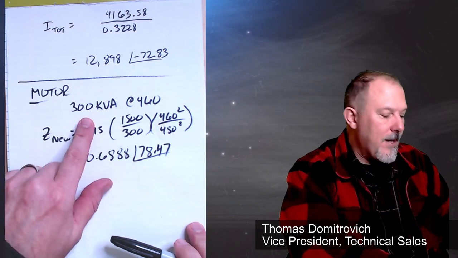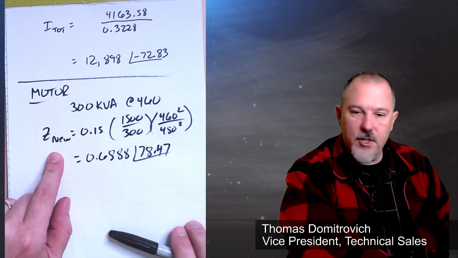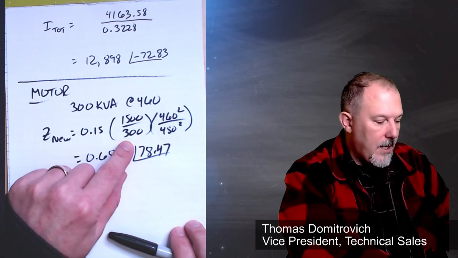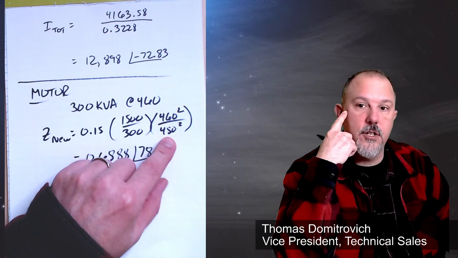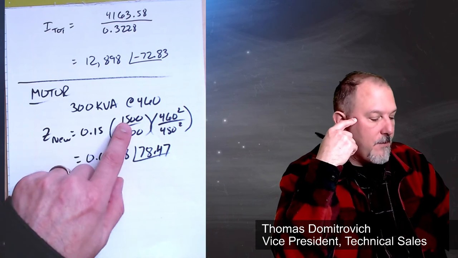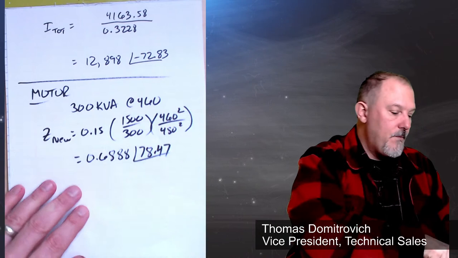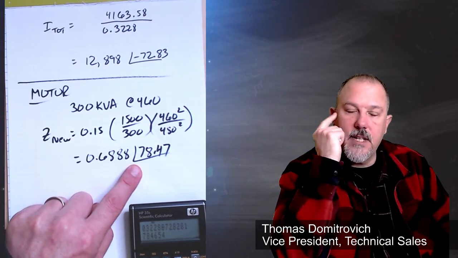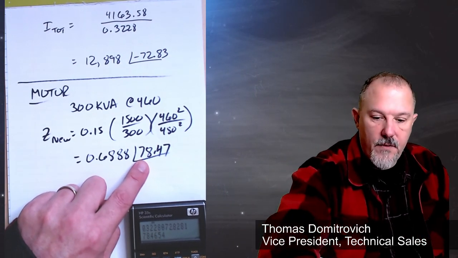what I did here, I took 300 kVA at 460. I'm taking my equation. Remember, it's the old times the new over the old. And then the voltage is just the opposite: it's the old voltage squared over the new voltage squared. Then I take my 0.15 times 1500 times 460 squared, divide that by 300, divide that by 480 squared, and I get 0.6888.